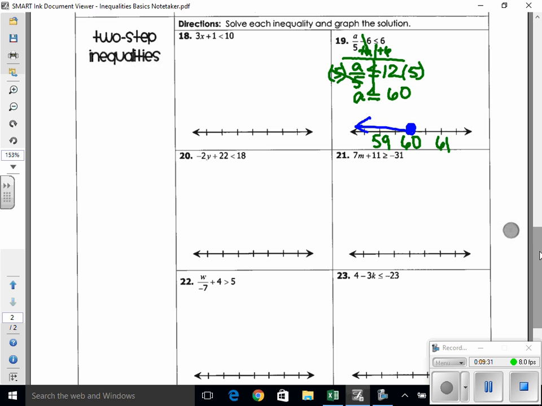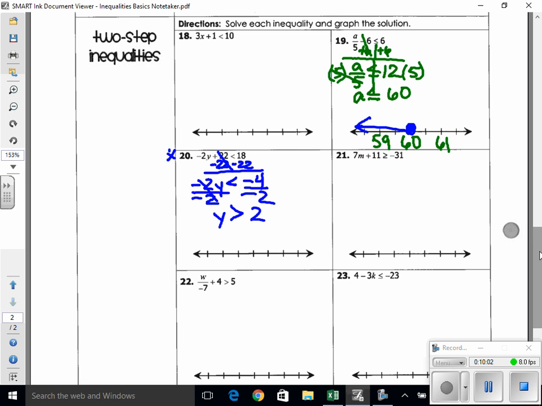Okay, again, a normal two-step inequality, so we're going to get rid of the constant first. You want to get rid of plus 22 by doing minus 22. That leaves you with negative 2y is less than negative 4. And then to get rid of the negative 2, we want to divide by negative 2. You did divide by a negative, so now the symbol has to flip the other direction. Less than becomes greater than in this case. And -4 divided by -2 is +2.